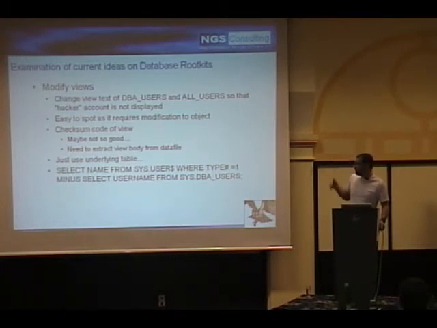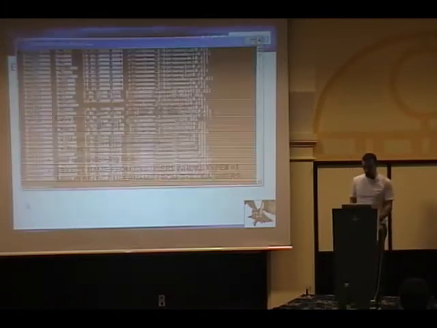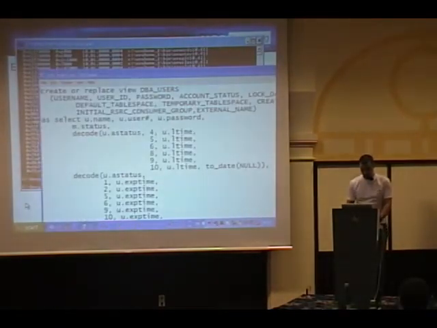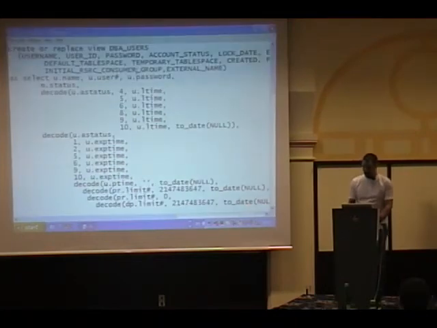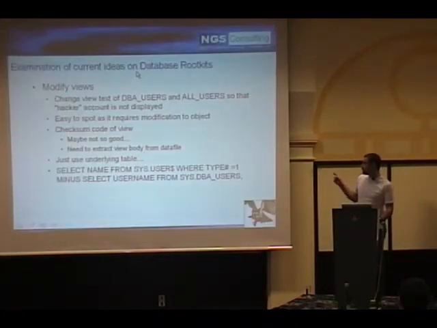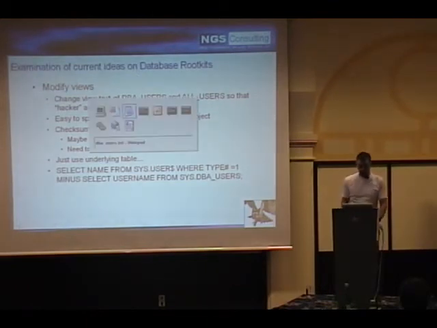Another way of not worrying about the views problem is to just use the underlying table itself. Rather than relying on DBA users, just use the sys.user table and so on. Now, a very nice, simple way of checking whether someone's actually manipulated the DBA users view, for example, is using the minus operator.